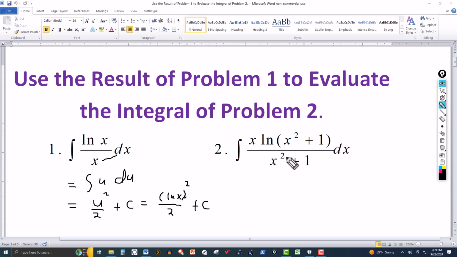Now for this one, I'm also going to use a u-substitution. Again, I'm going to let u equal, now remember this is a separate problem, so I could pick another variable like t or w, but I'm going to pick u again here. So in this case, I'm going to let u equal x squared plus 1. And then du would equal the derivative of x squared plus 1, which would be 2x, multiplied by dx.